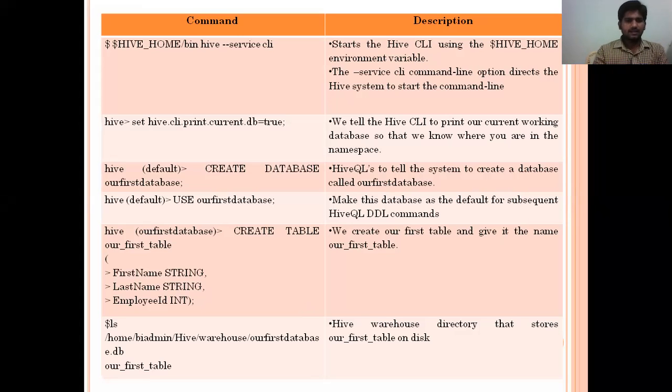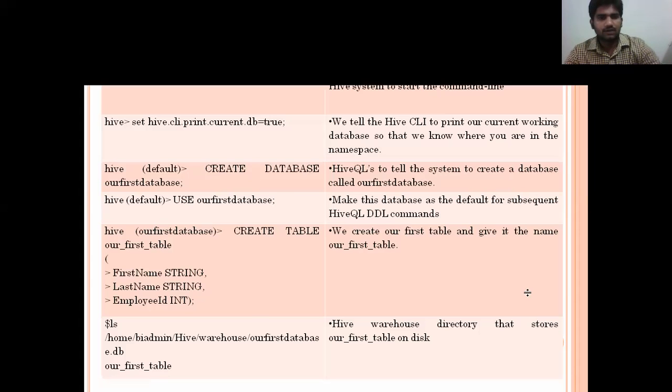In that database we created, we have one table. So that is the table. The Hive warehouse directly stores our first table on the disk. In that way we are going to create and execute database tables. So that is about the simple first part of the client part. This one is about Hive CLI, the command line interface. How we are going to do that.